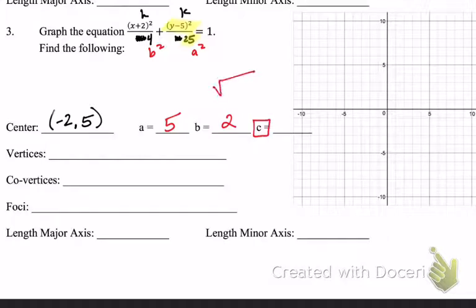Square root of a squared minus b squared. So square root of 25 minus 4, which is the square root of 21, which is the same as the example we got from question number 1. So I'm going to plot my center at -2, 5.